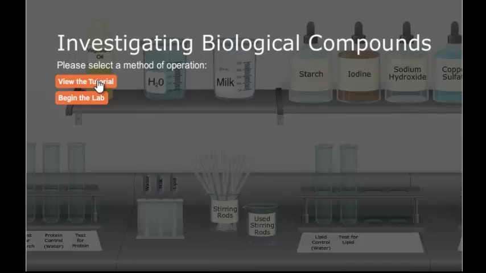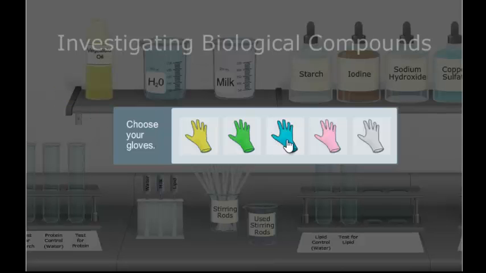So what we are going to do is I'm going to show you how to do this lab. I'm not going to walk you through the entire thing, but you will be testing for each of these different organic compounds and a few different solutions. And I just am going to provide you with a little more information when you read the rest of your lab document. Okay, so to do this lab, you click Begin Lab, pick your set of gloves.